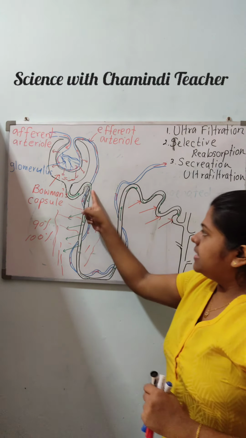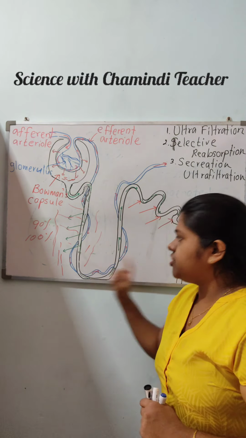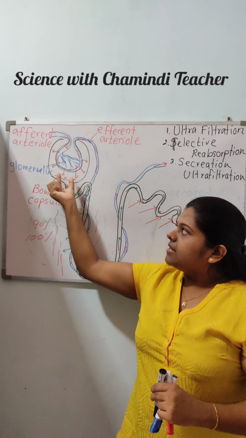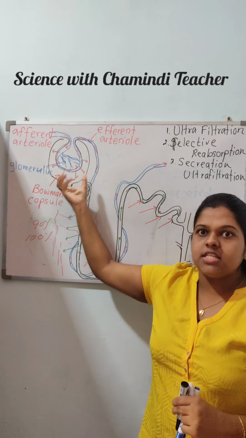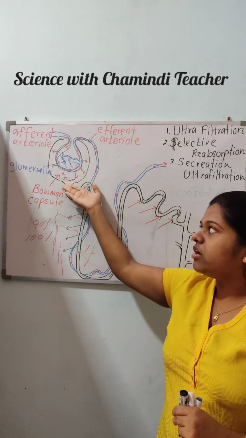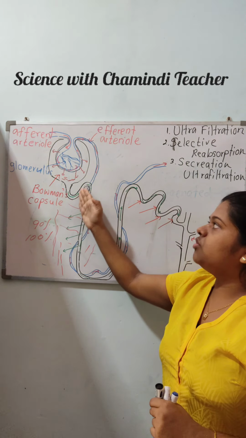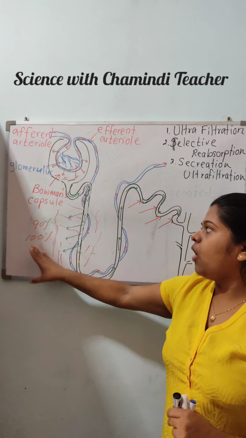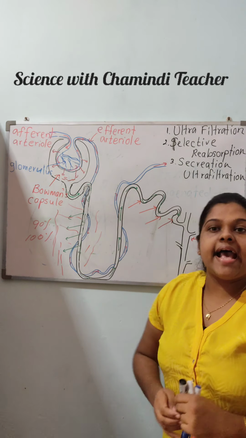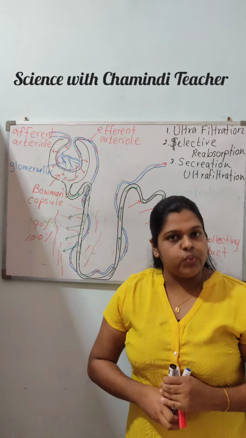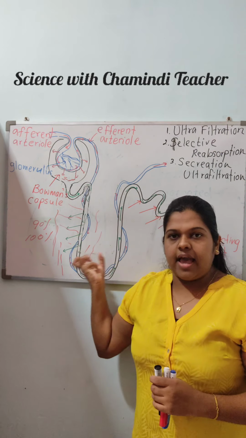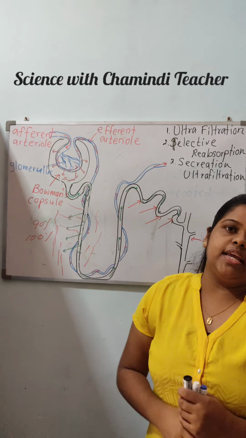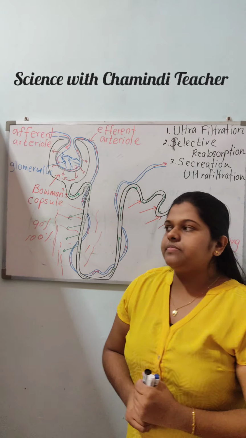The solution filtered from here we first named the glomerular filtrate. Now many of the nutrients in it have been reabsorbed into our body. So now we label this solution as urine. Now urine is formed inside our body.